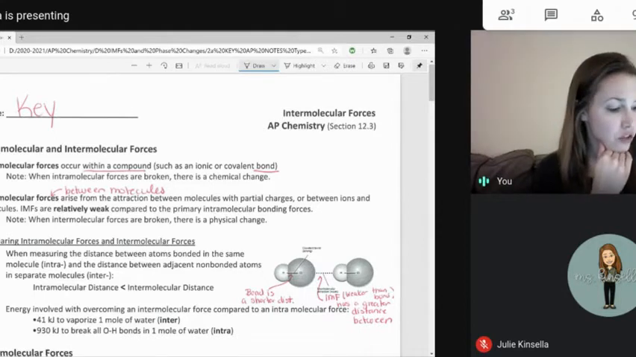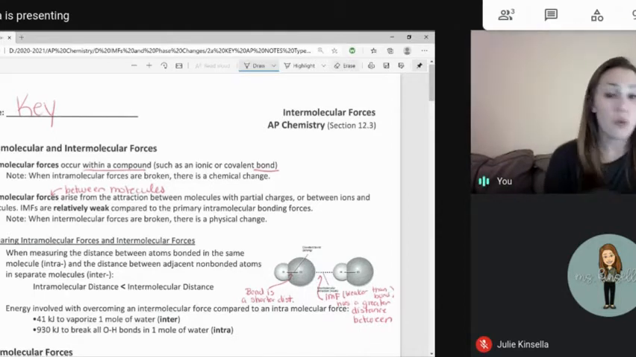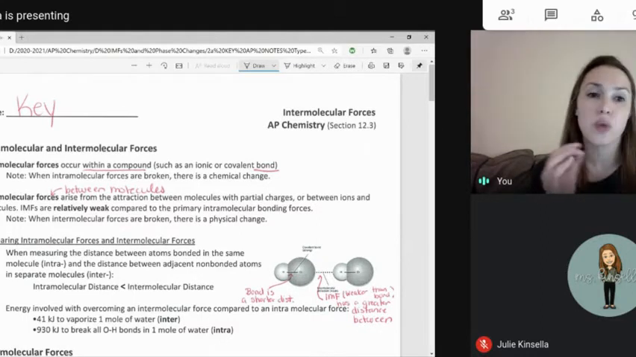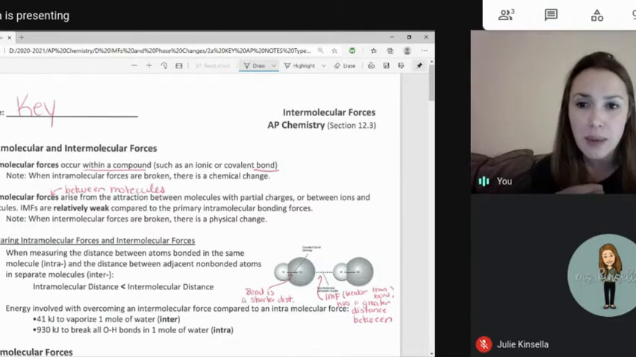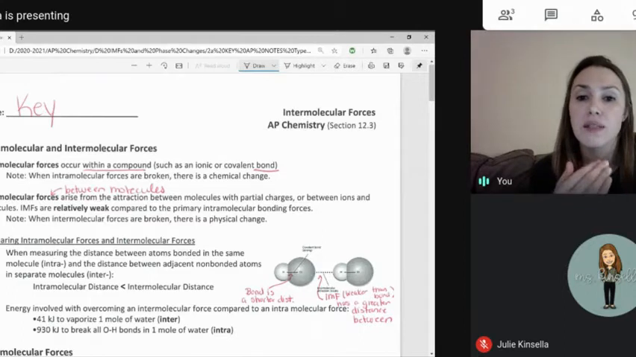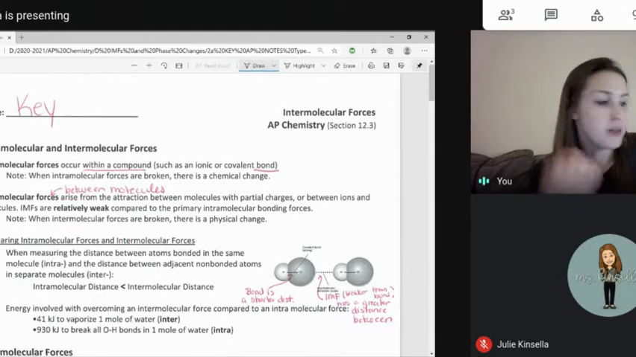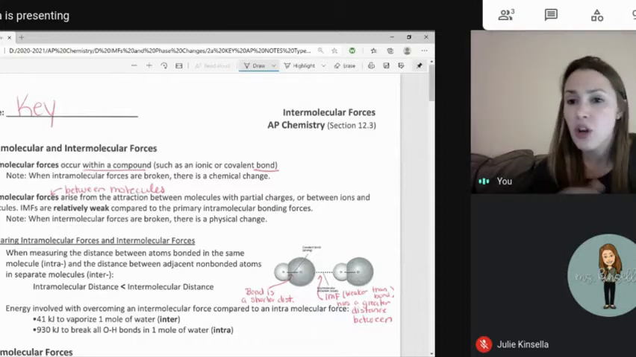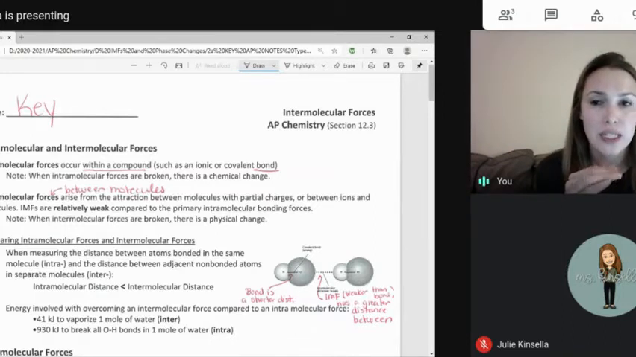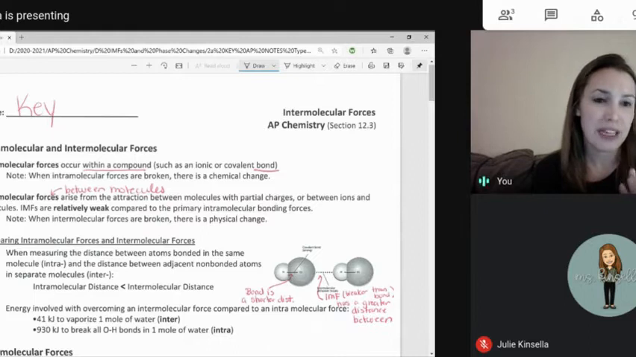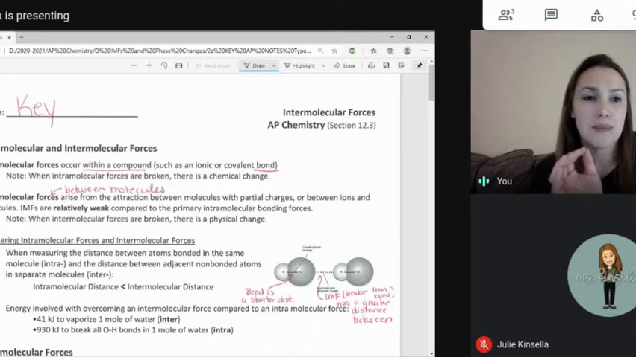So first off, one thing to distinguish is between intramolecular force and intermolecular force. An intramolecular force is going to occur within a compound, such as an actual ionic bond or an actual covalent bond. When this is broken, we can potentially have a chemical change, depending on what material you're dealing with. When you talk about intermolecular forces, think of an interpersonal relationship or an interstate. It's going to be between two things.